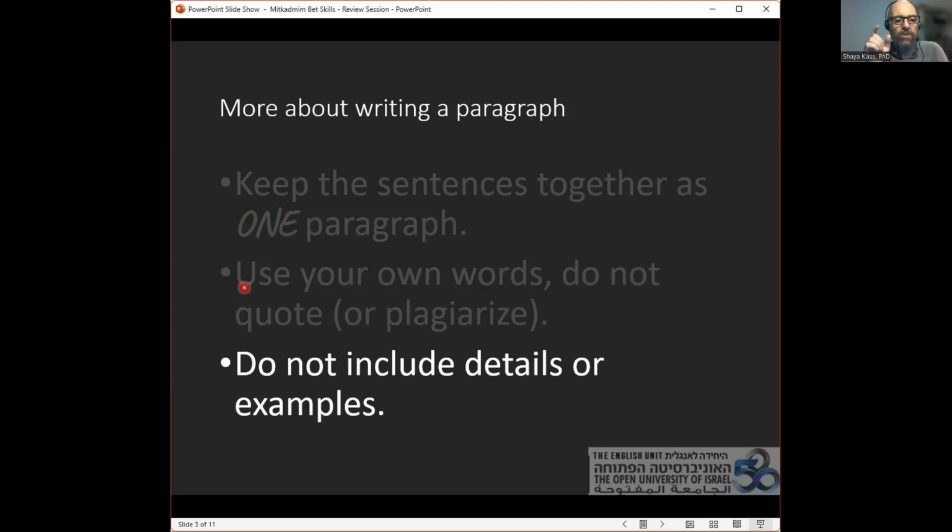And we don't want details or examples. We want the main idea and the supporting ideas. We want ideas, not details or examples. And that's true both on the final exam and in life.